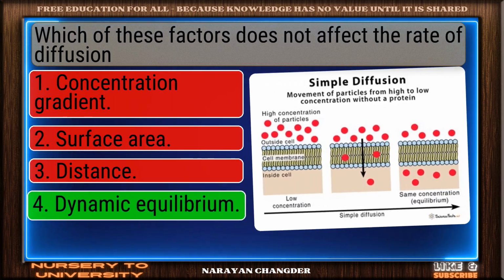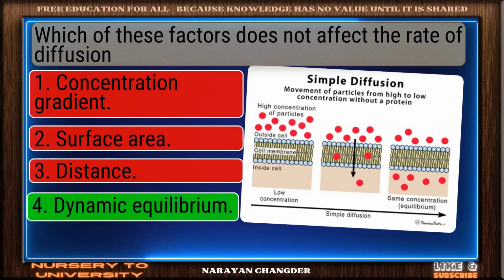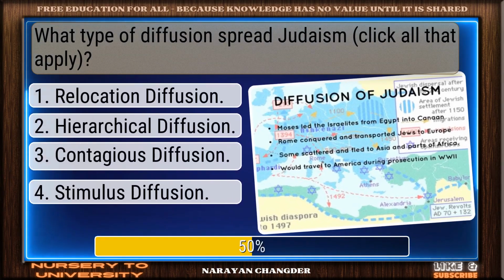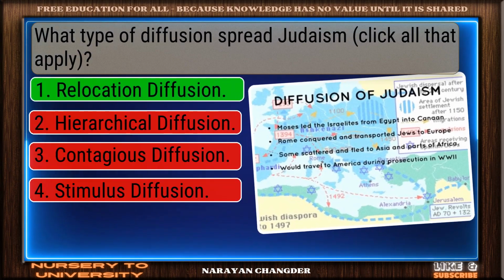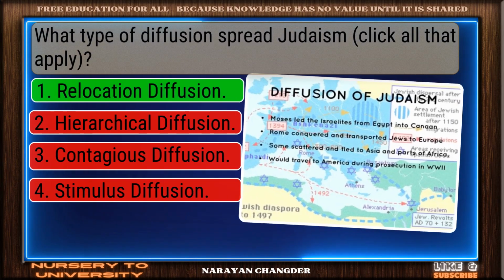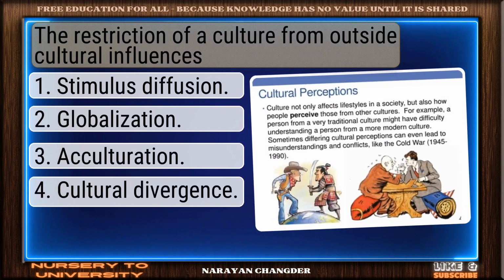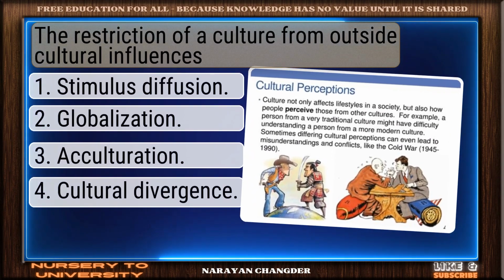Bravo! Dynamic equilibrium is the answer. What type of diffusion spread Judaism? Strong choice. Relocation diffusion is the right answer. The restriction of a culture from outside cultural influences.